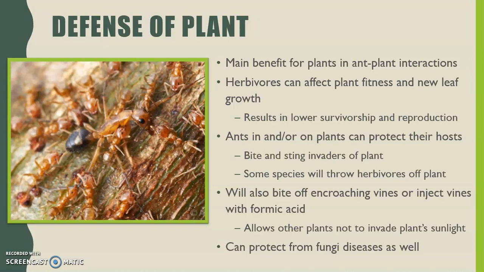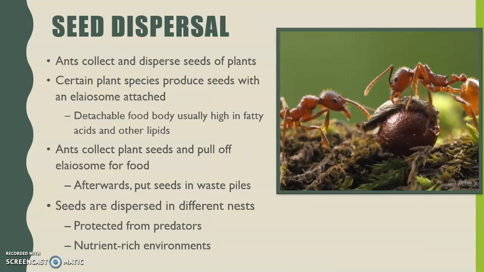They can bite and sting invaders of plants to make them go away, and some species of ants will also throw herbivores off their plant. They will also bite off encroaching vines or inject vines with formic acid to make them get out of their plant's way so their plant can get all the sunlight it needs. They can also protect against different fungal diseases as well.